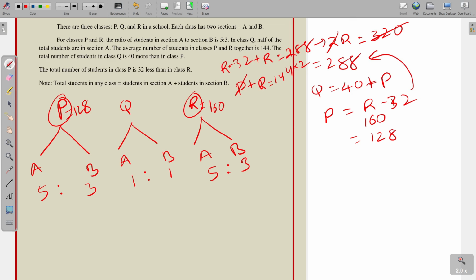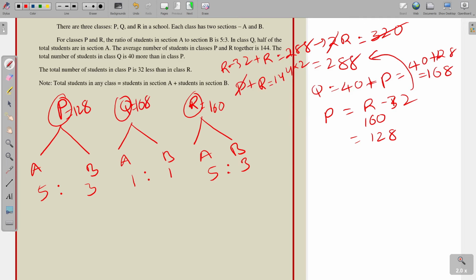And if P is 128, next 40 plus 128, it is 168. Q is 168.